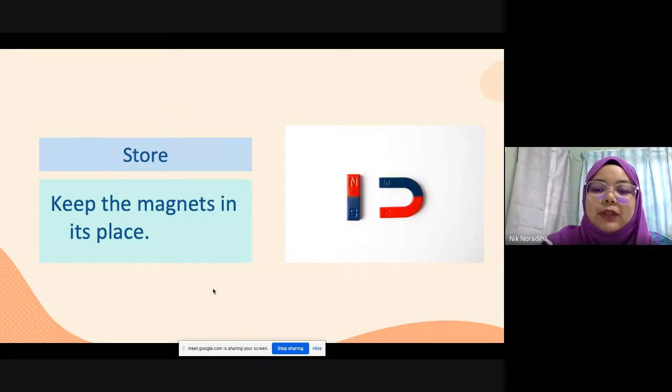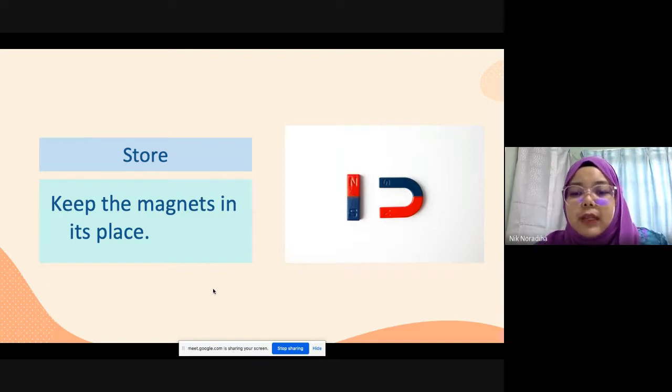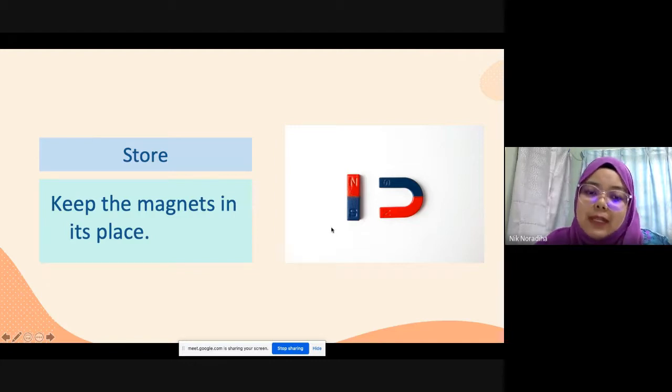For those who didn't know, what is a magnet? What you are seeing on your screen now is what we call a magnet. Later we will learn about magnets as well. What is the function of a magnet? What is the shape of the magnet? We will learn. Okay, don't worry.